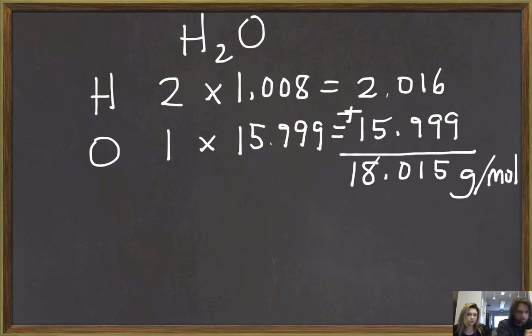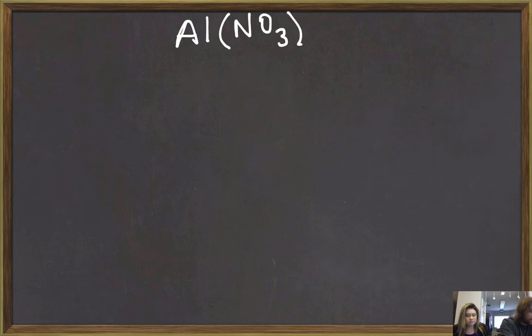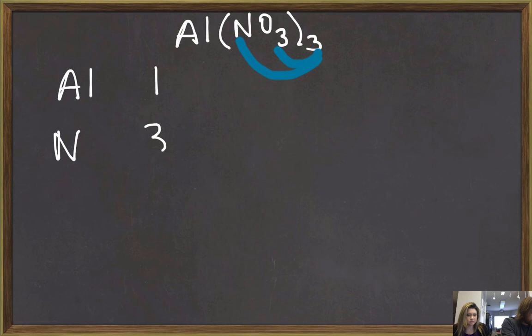Let's do one more. Let's do a harder one. Okay, this will be a little bit more fun. We're going to do aluminum nitrate, Al(NO3)3. This is kind of complicated sometimes, but go ahead and list out what you see in here. I see 1 aluminum. Okay, 1 aluminum. And then I see 3 nitrates, so that means I have 3 nitrogens. So what you're telling me is I'm going to distribute this 3 to each one of those things in the parentheses. So I have 3 times 1 is 3 nitrogens. Yep, and 3 times 3 oxygens would be 9. Don't forget to do that.